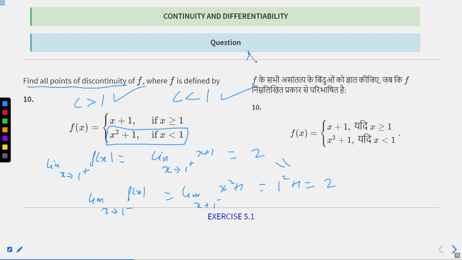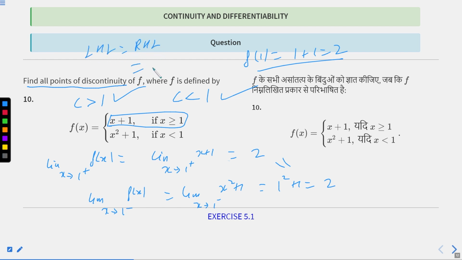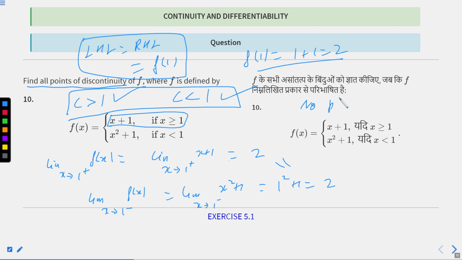Now what about f of 1? Equality is here. This means for f of 1, I have to choose this function. So this is 1 plus 1, which is 2. So the left hand side limit is the same as the right hand side limit, which is further the same as f of 1. This means continuous at 1. So it is continuous at every point in the domain. So you will have no points of discontinuity in this case. Okay, simple. Let us move to the next problem.